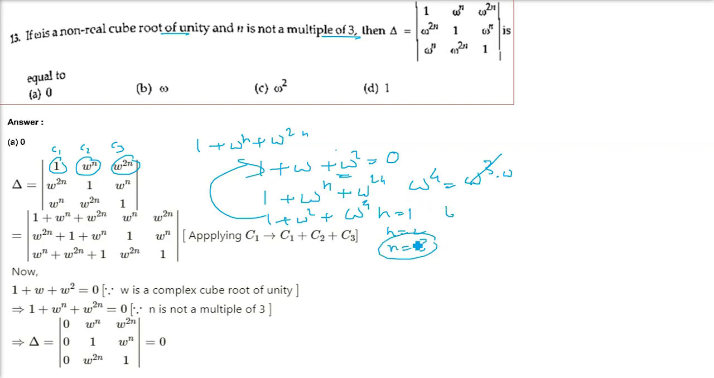So it can be 3 or 3, it can be anything other than a multiple of 3. So since the question is saying it is not a multiple of 3, the first column will give you 0, 0, 0. So when the whole column is 0, the result will be 0.